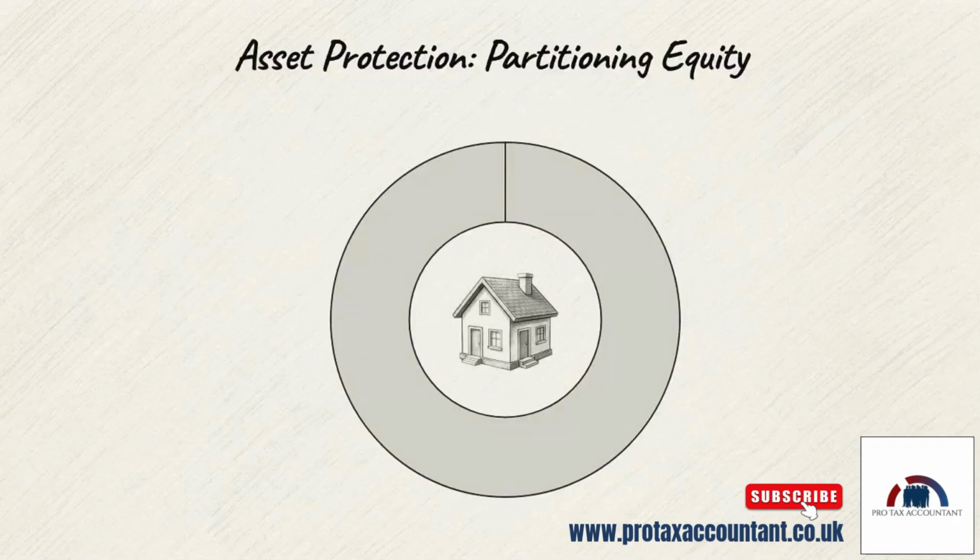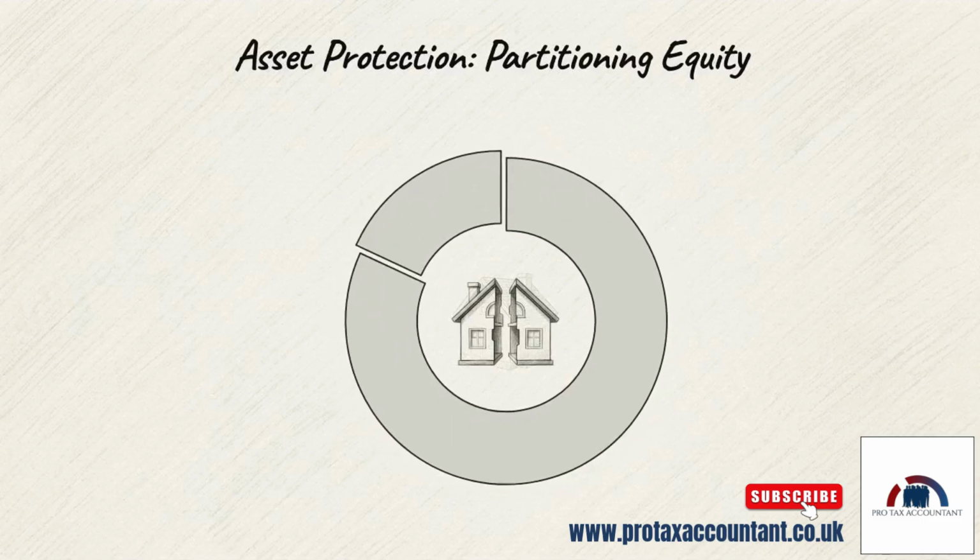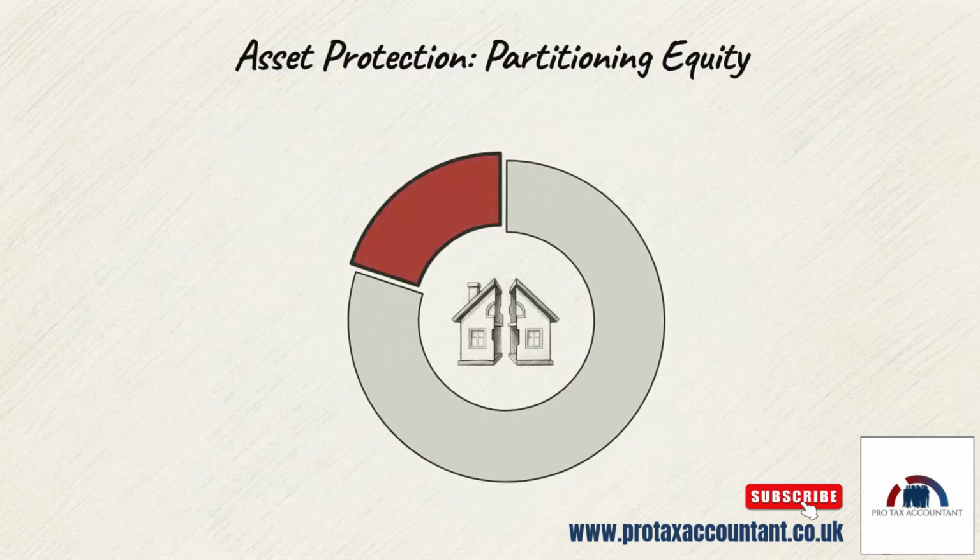This chart on the left illustrates the first option, joint tenancy. In this structure, both parties act as a single unified entity owning 100% of the property together. Joint tenancy includes the right of survivorship, where ownership automatically transfers to the surviving partner upon death.